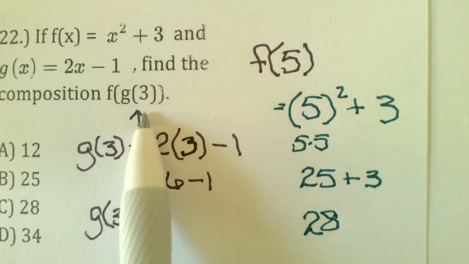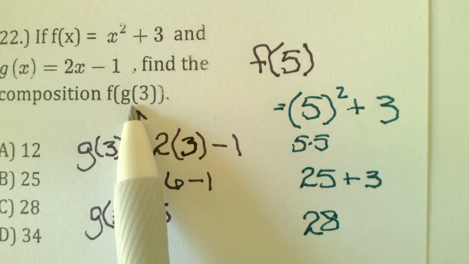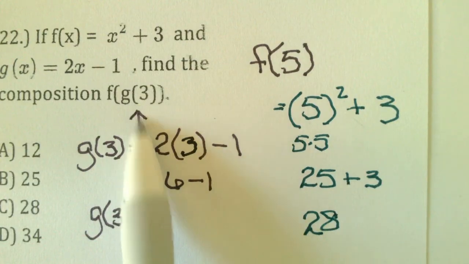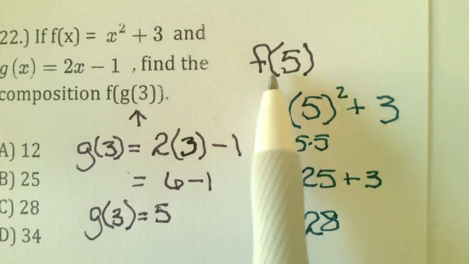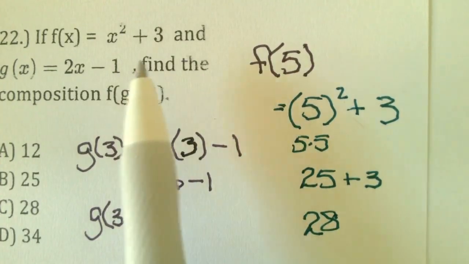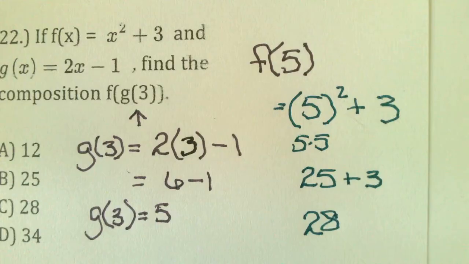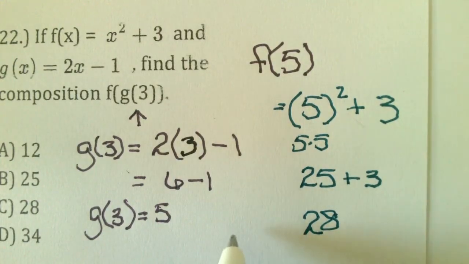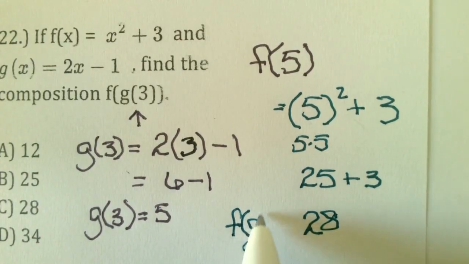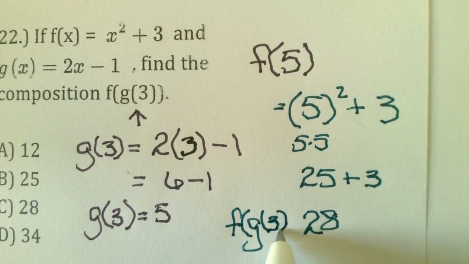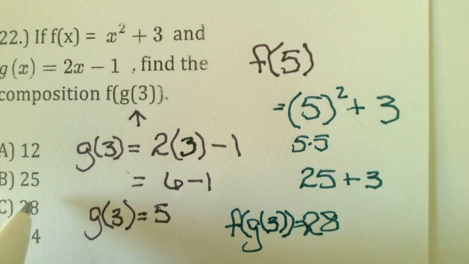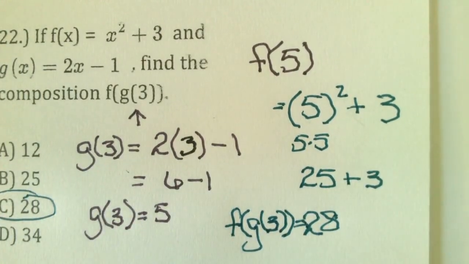So what you did was, you took your answer from the middle function, replaced it to do the substitution for the outer function to get your official answer. So this is the f of g of 3 is equal to 28.